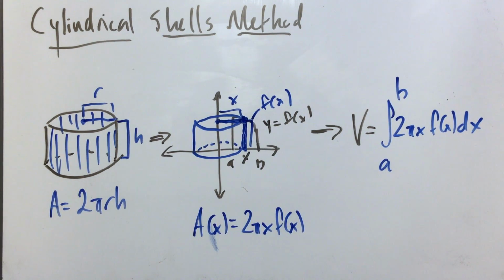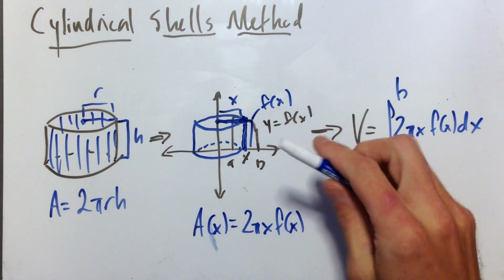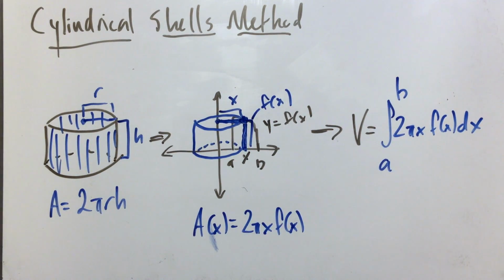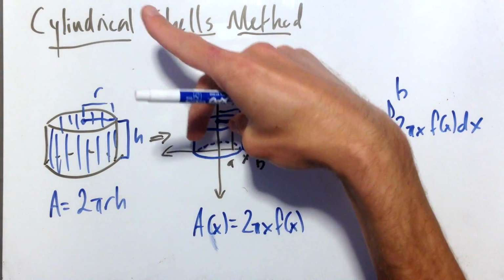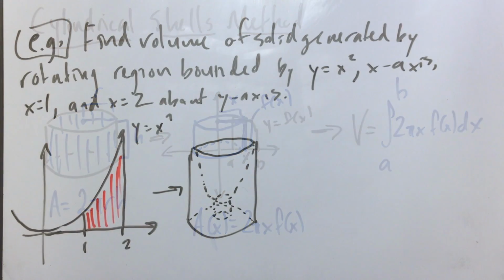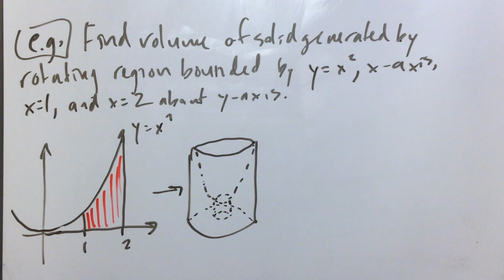Great. One nice thing about the method of cylindrical shells is that even if you're bounded away from the axis of revolution, you don't have to worry about subtracting off something for the hole. The hole is taken into account just by the nature of the method. So let's find the volume of the solid generated by rotating the region bounded by y equal to x squared, the x-axis, x equal to 1 and x equal to 2, about the y-axis.